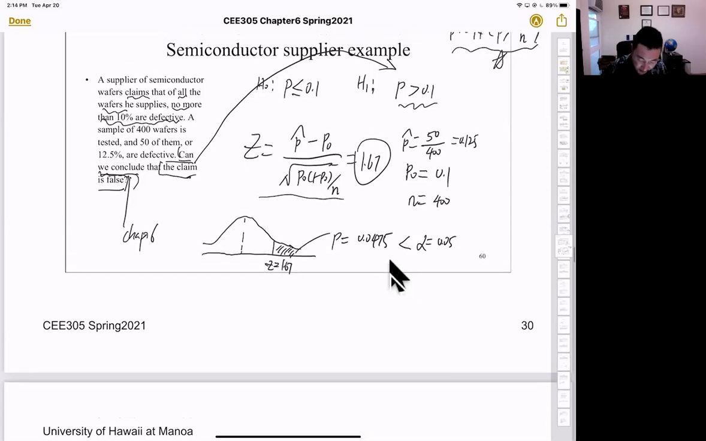Then we can draw the conclusion. Because the p-value is less than alpha, we will reject H0. Then H1 is true, so we can conclude H1 is true. You can just copy whatever H1 is, whatever comes after 'can we conclude that'. So the conclusion is, yes, we can conclude that the claim is false. All right, so that's the first question for today.